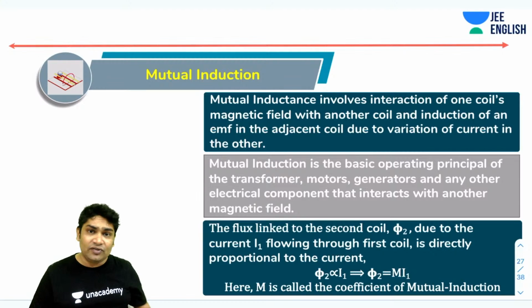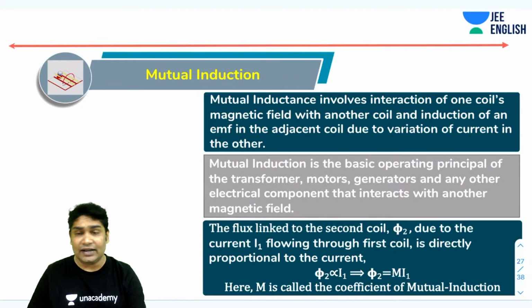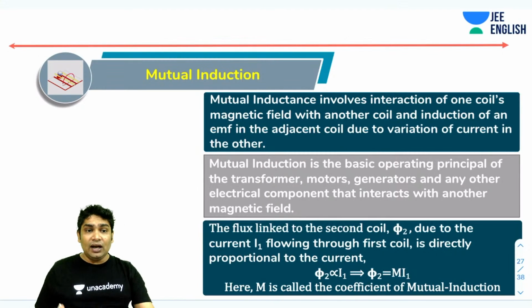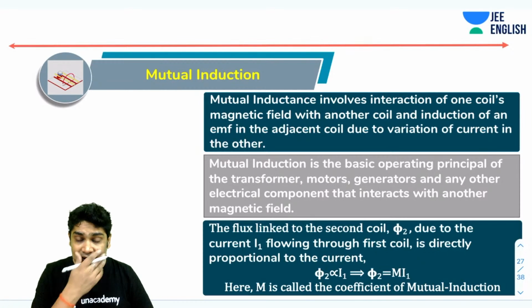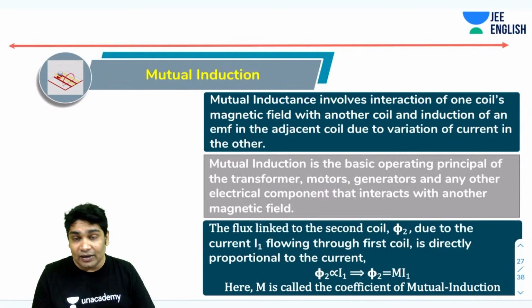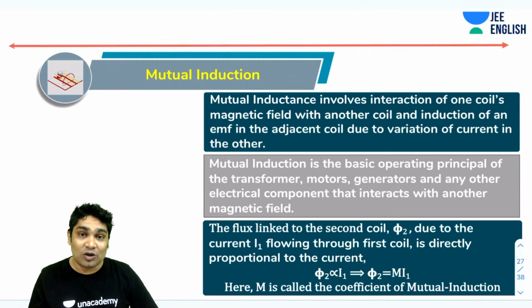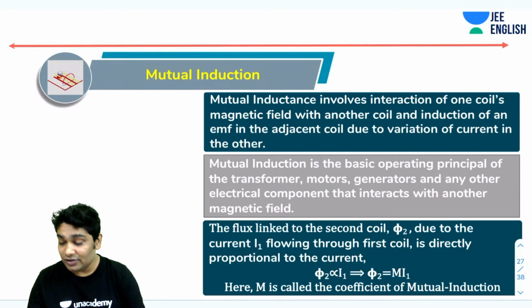So in self-induction, we realized that there is an EMF that is getting induced because the current in one coil is changing, due to which the magnetic field produced by that coil is changing, and that change of magnetic flux of its own current is causing an induction of EMF.